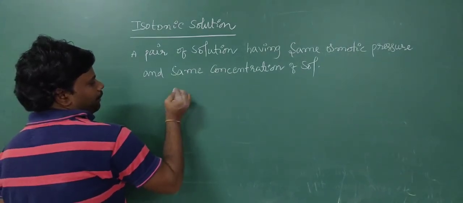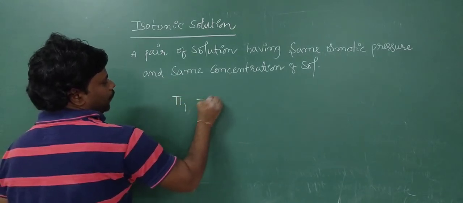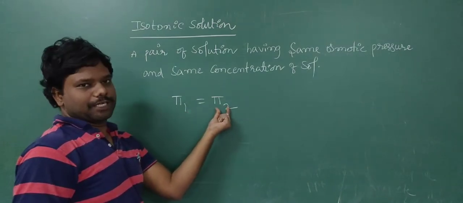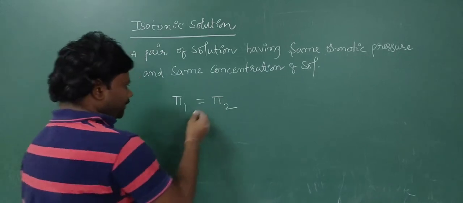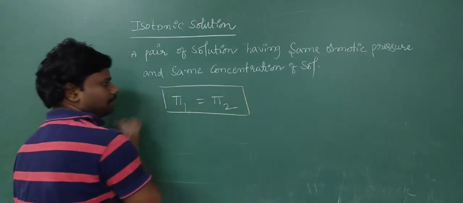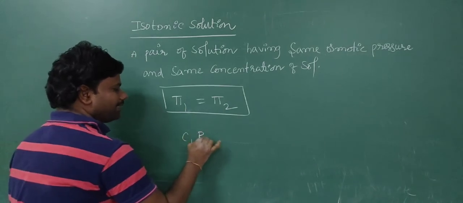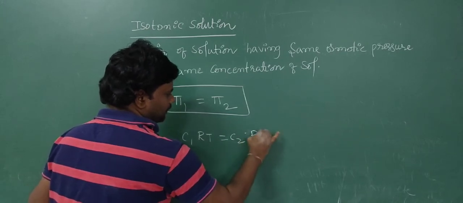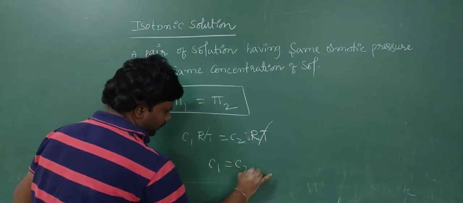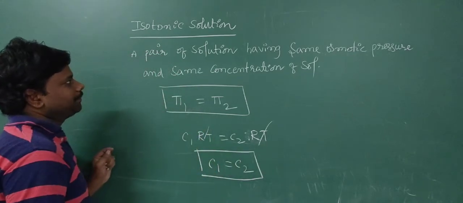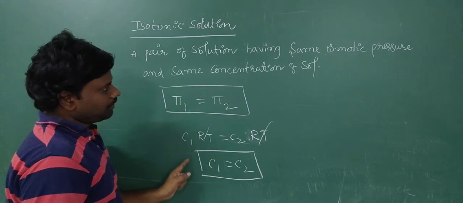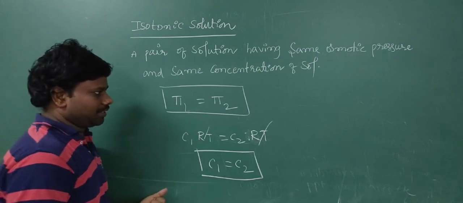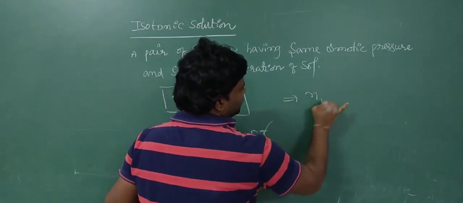That means pi 1 is equal to pi 2. Pi 1 is the osmotic pressure for solution 1, pi 2 is the osmotic pressure for solution 2. That means C1 RT is equal to C2 RT. Here RT cancels, so C1 is equal to C2. Look here, a pair of solutions having the same osmotic pressure and the same concentration, such solutions are nothing but isotonic solutions. That means N1 is equal to N2.